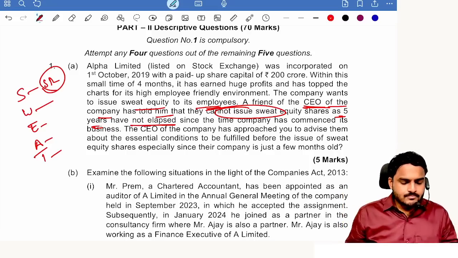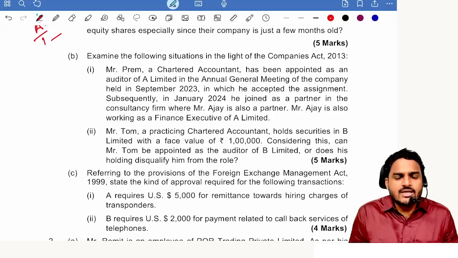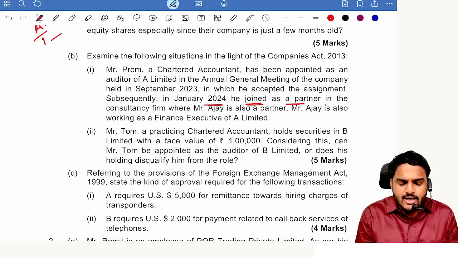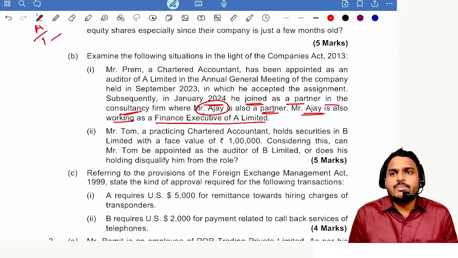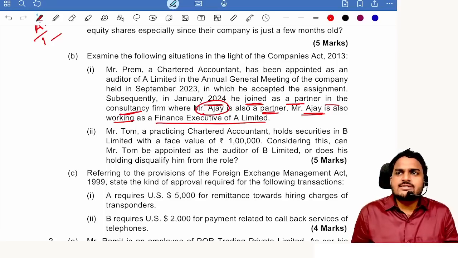Getting my point? Next, examine the following situations in the light of the Companies Act 2013. Mr. Prem, a chartered accountant, has been appointed as an auditor of A Limited in the AGM of the company held in September 2023, in which he accepted the assignment. Subsequently, in January 24, he joined as a partner in a consultancy firm, where Mr. Ajay is also a partner. Mr. Ajay is a working financial executive of A Limited. What happened? A partner of the firm is an employee or officer of the company. Now the entire partnership gets disqualified.